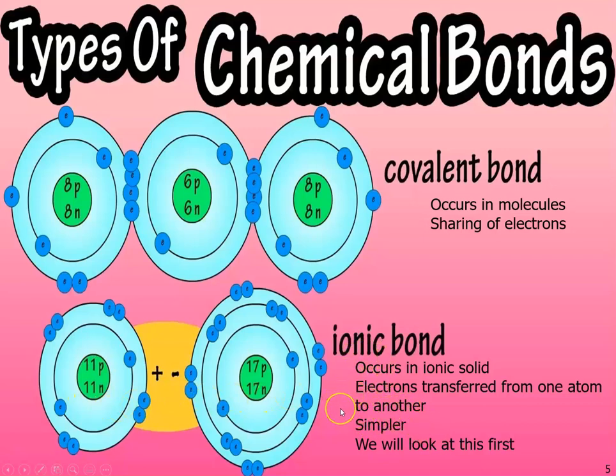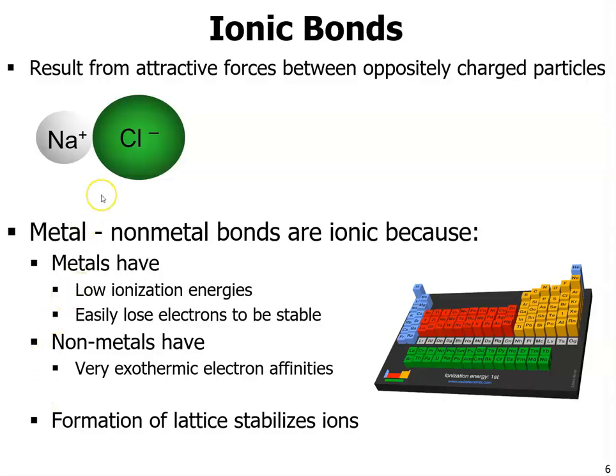It's a little more simple in terms of how these things are happening, and we'll look at this ionic bonding first. Ionic bonds result from attractive forces between oppositely charged particles. These are generally going to be between metals, like sodium, and nonmetals, like chlorine. So if you remember the periodic table, there's this line kind of diagonally from boron. Things on the upper right side are going to be nonmetals. Everything else is a metal. And those are when we are going to generate ionic bonds.